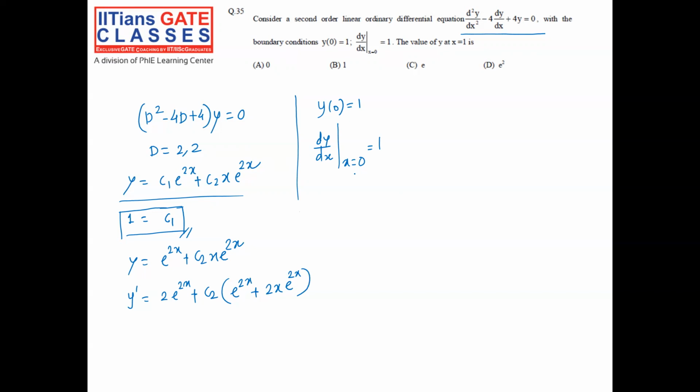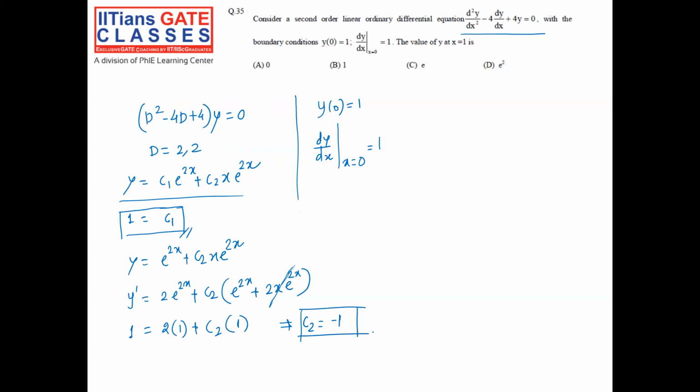If you put x equal to 0, dy by dx equals 1. So x is 0 means this term will go. dy by dx is 1, so 1 is equal to 2, and this term will become 1, plus c2 times 1. Hence, c2 is equal to minus 1. So we got the value of c1, we got the value of c2.